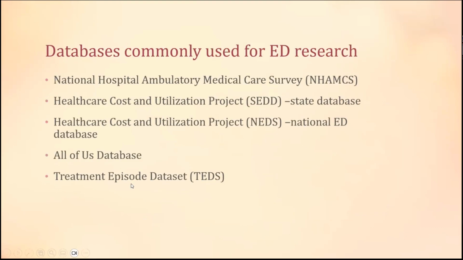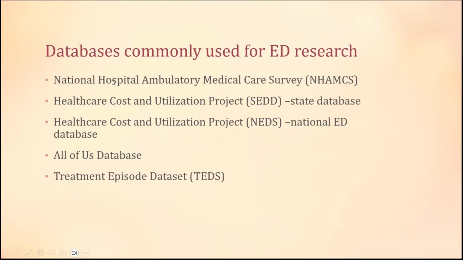Okay, so now we're just going to go on to databases that are commonly used in ED research, to my knowledge at least. So we have the NHAMCS database, which is publicly available and free from the CDC. That's the abbreviation for the National Hospital Ambulatory Medical Care Survey. There's also an NAMCS without the H, that's for outpatient databases. Since this is the Society for Academic Emergency Medicine, obviously it makes sense to talk about the one that pertains to the ED.